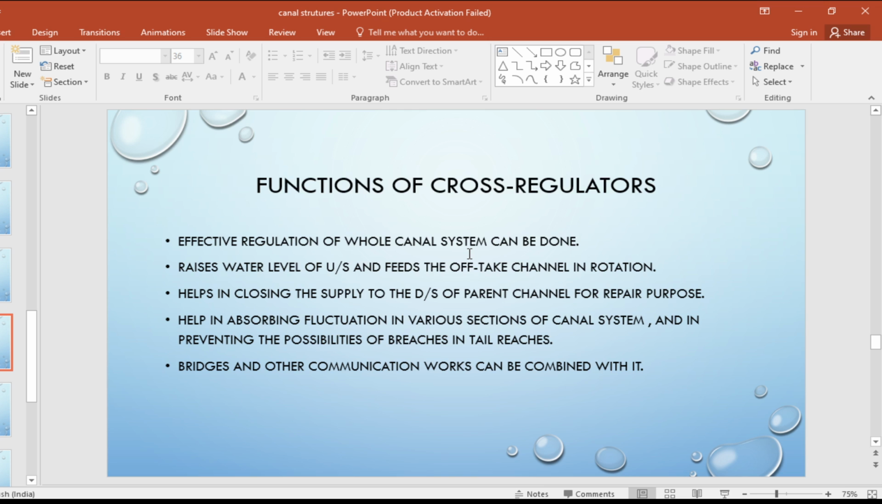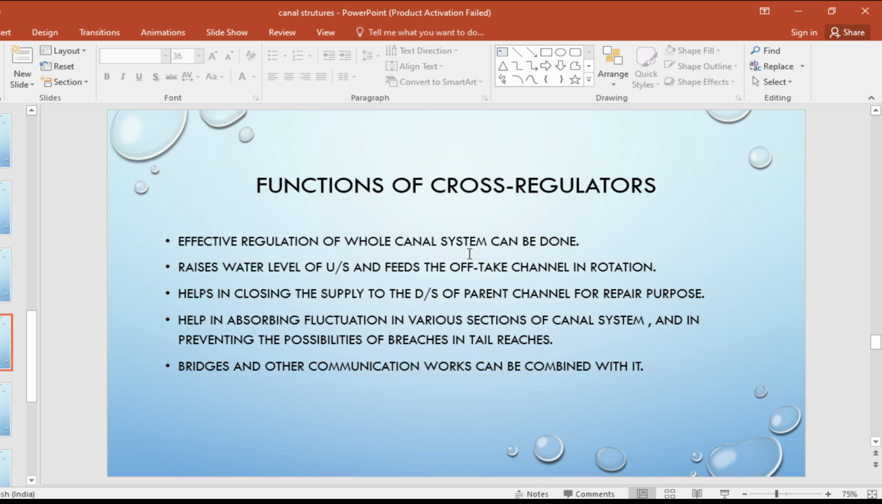Third is it helps in closing the supply of downstream of the parent channels for the purpose of repair, as this is the same function as that of head regulator. The cross regulator also helps in closing off or shutting off the whole supply of parent channel to the downstream when there are repairs and maintenance works. We can close down or shut down all the supplies of parent channel to the downstream.